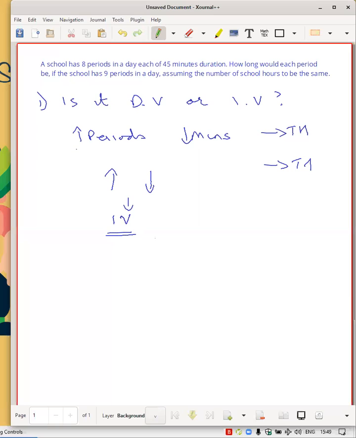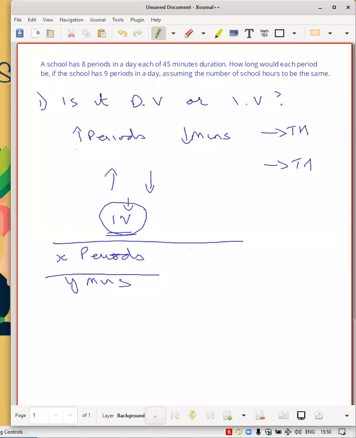Siddhant Singhal, that's correct. So now that we know it's inverse variation, again do the same thing. Periods, minutes. This is x and y, right? And solve it accordingly, what we were doing earlier in direct variation. Mahuri, that's correct. Quickly solve this, everyone. Many of you have already solved this, and that is correct.